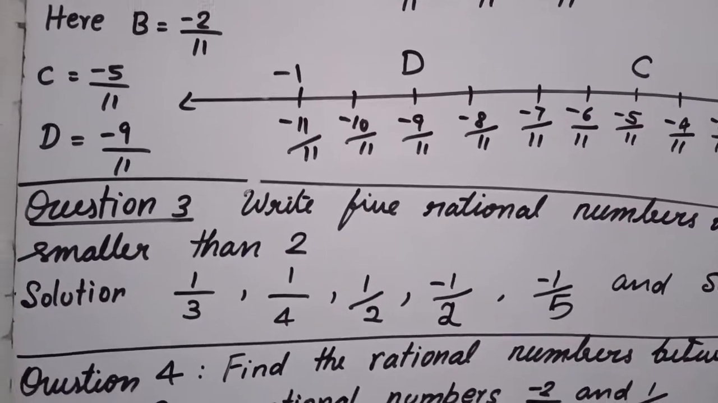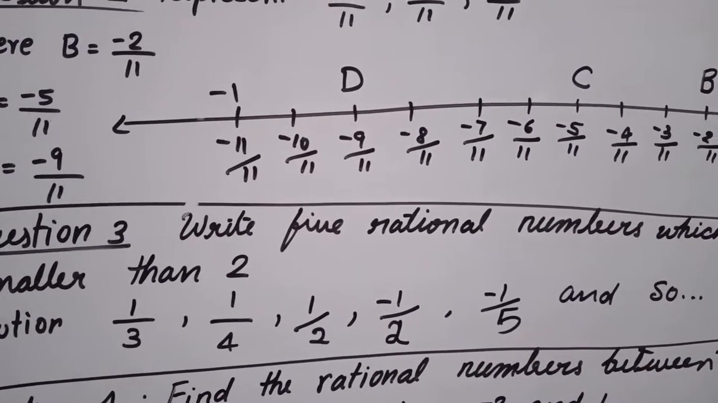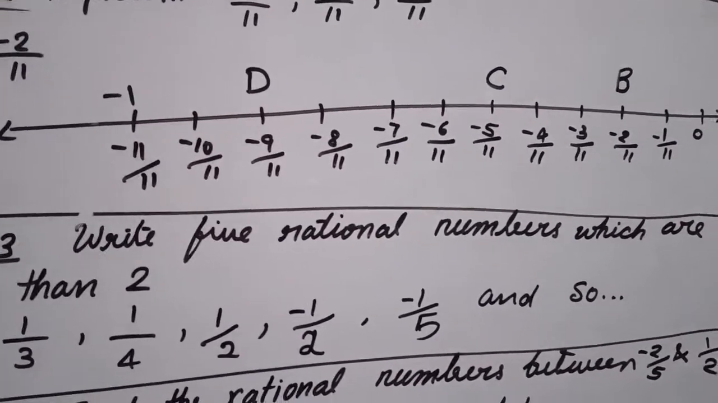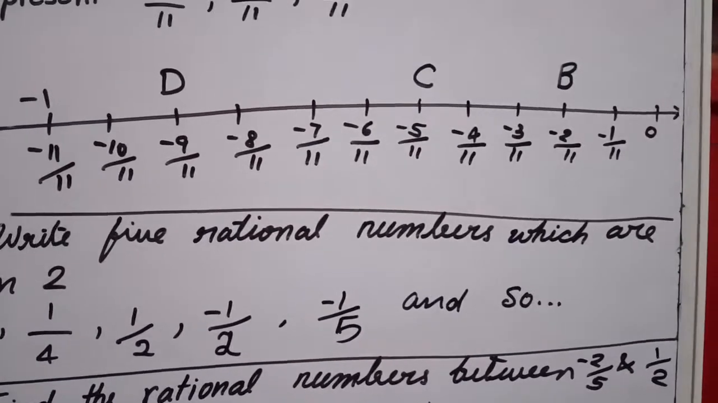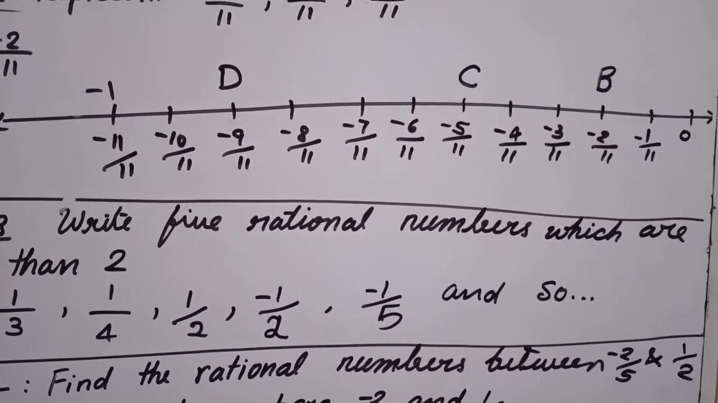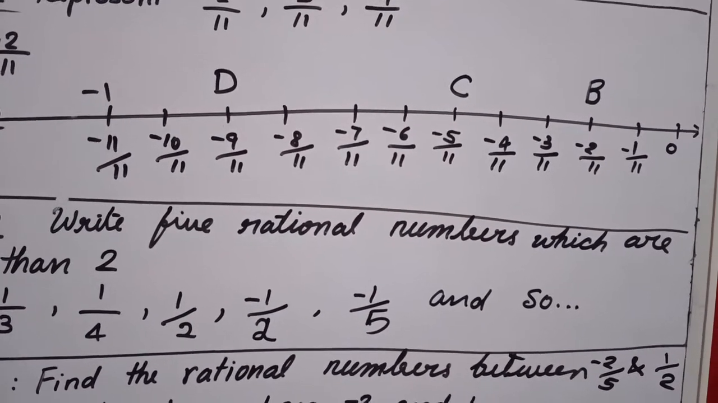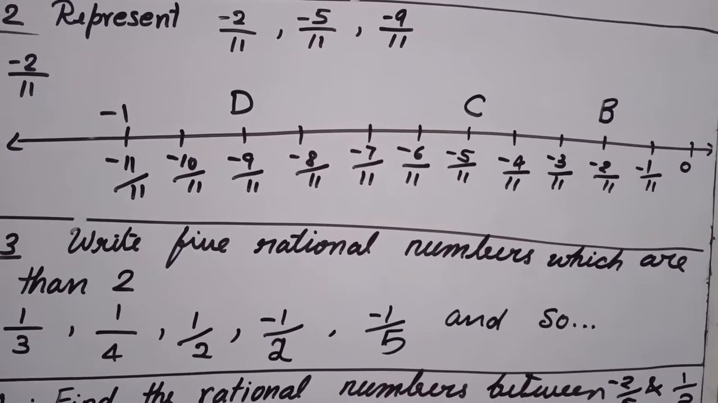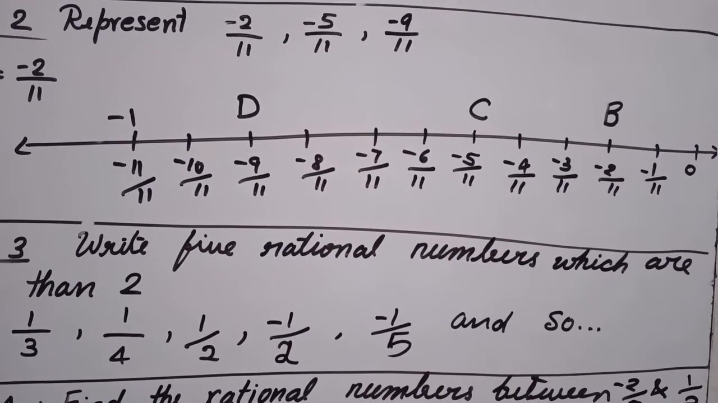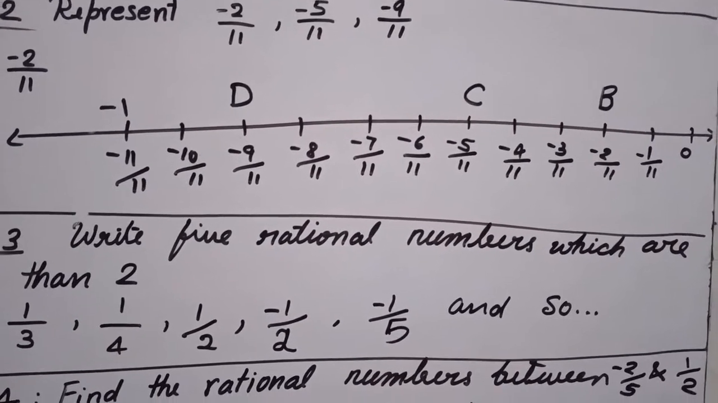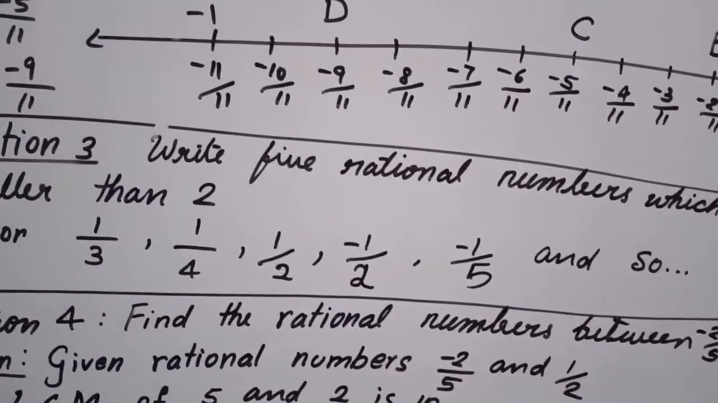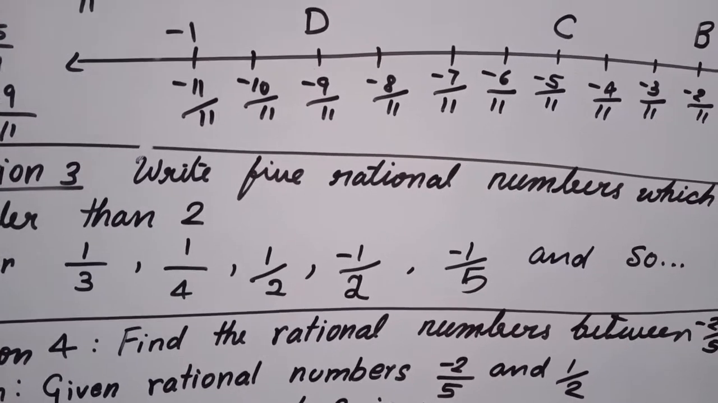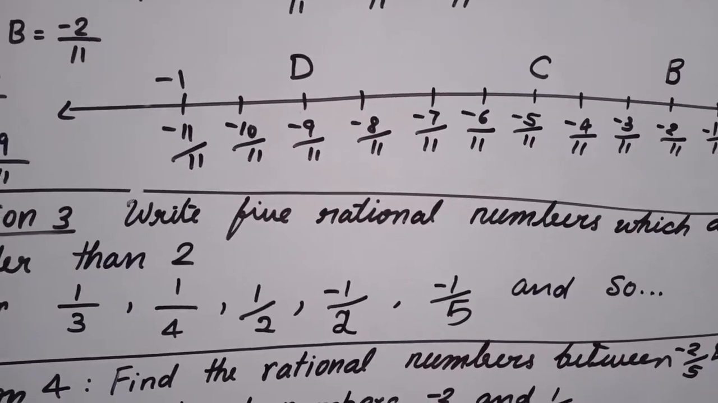Next we'll go for find rational numbers between minus 2 by 5 and half. This question is very important. How are we going to find them? Actually, there are infinitely many numbers between two rational numbers. So let us see now. Given rational numbers minus 2 by 5 and half.